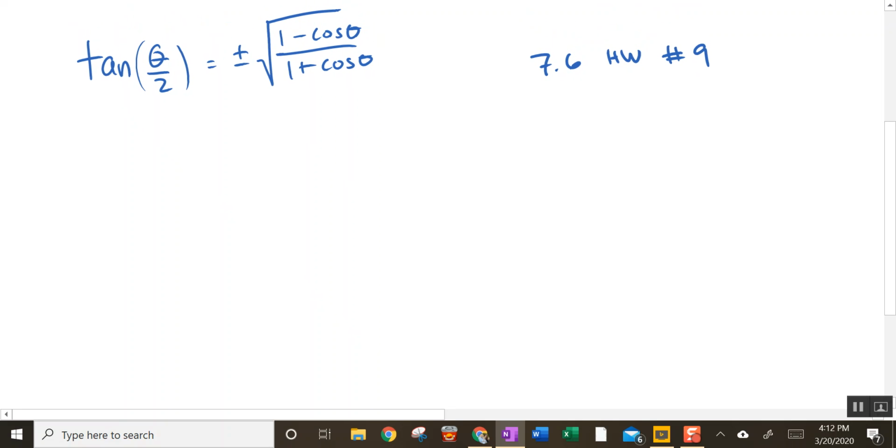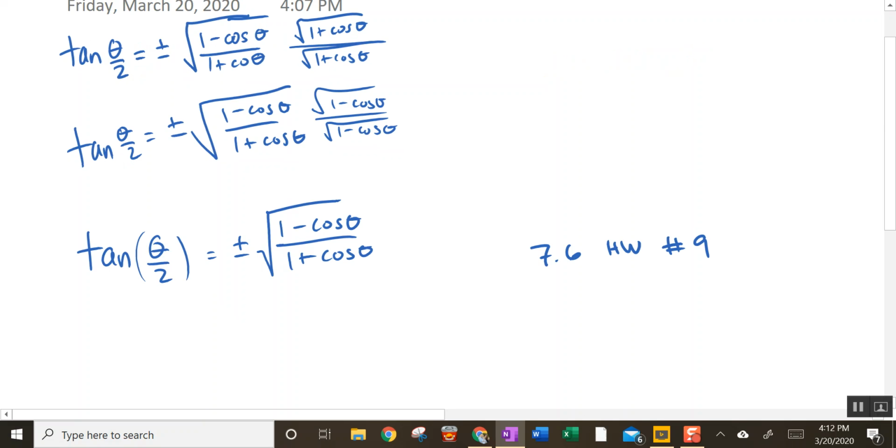It was tangent of theta over 2. This is the half angle for tangent. It's equal to plus or minus the square root of 1 minus cosine theta over 1 plus cosine theta. There are also two other variations of this identity, and Math Excel uses one of them. I just want to show you what the variations are and how you can use those.